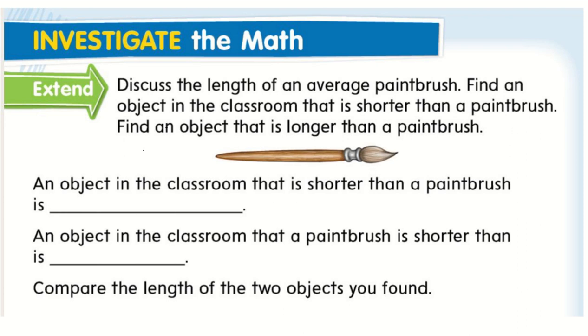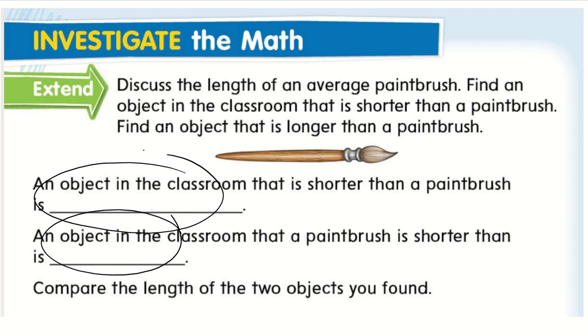So let's take a look. Discuss the length of an average paintbrush. Find an object in the classroom that is shorter than a paintbrush, and find an object that is longer than a paintbrush. So what we're going to be doing in class today, boys and girls, is actually finding objects that could be longer than or shorter than them. And we're going to be putting those right here for us.